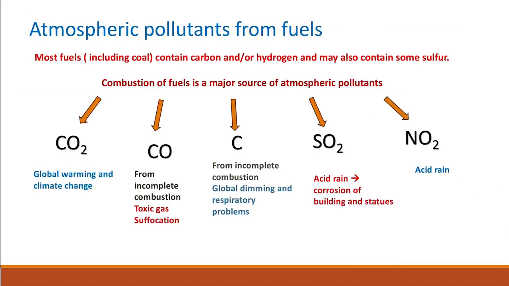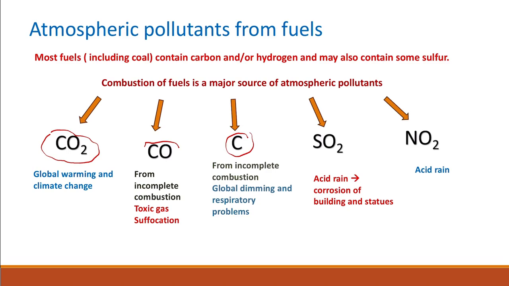The different atmospheric pollutants from fuel. So most fuels contain carbon, hydrogen, and they may also contain sulfur. So combustion of fuel is a major source of atmospheric pollutants. Most of these are carbon dioxide, which is responsible for global warming and climate change, and carbon monoxide, which comes from incomplete combustion, and it's a toxic gas that can cause suffocation.